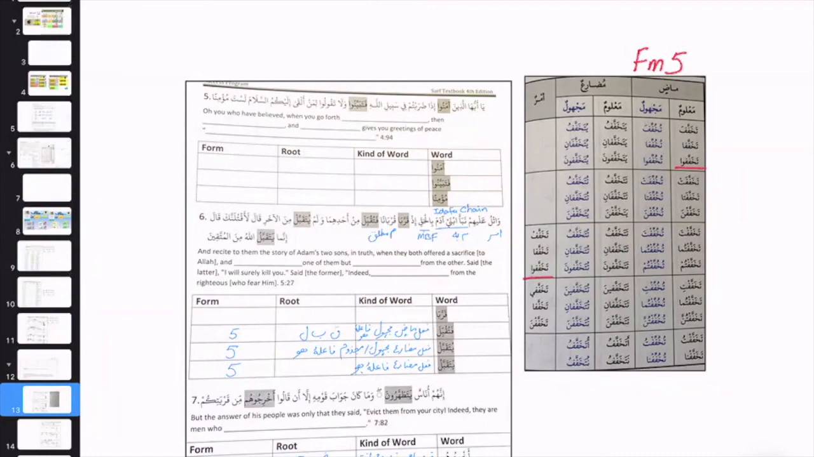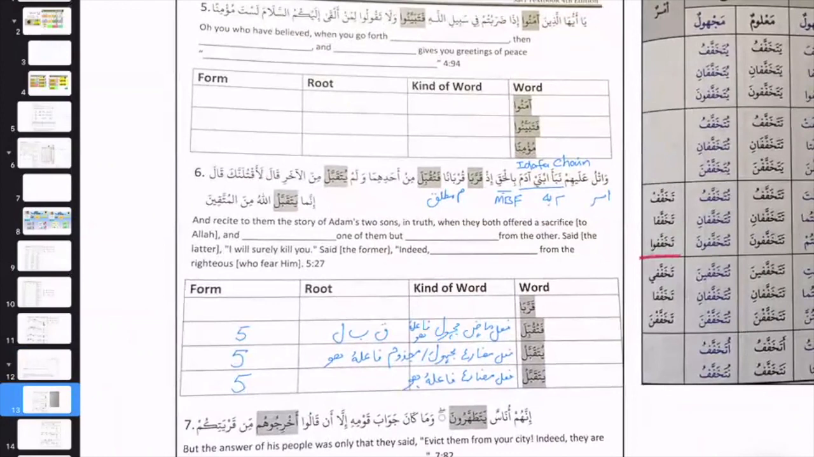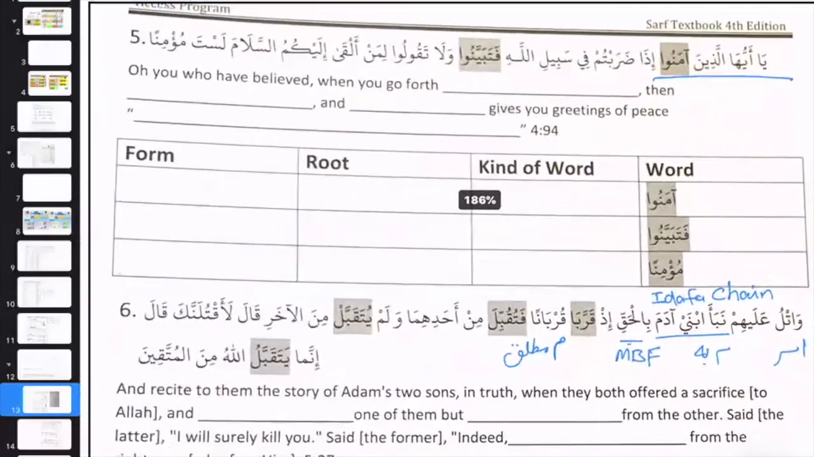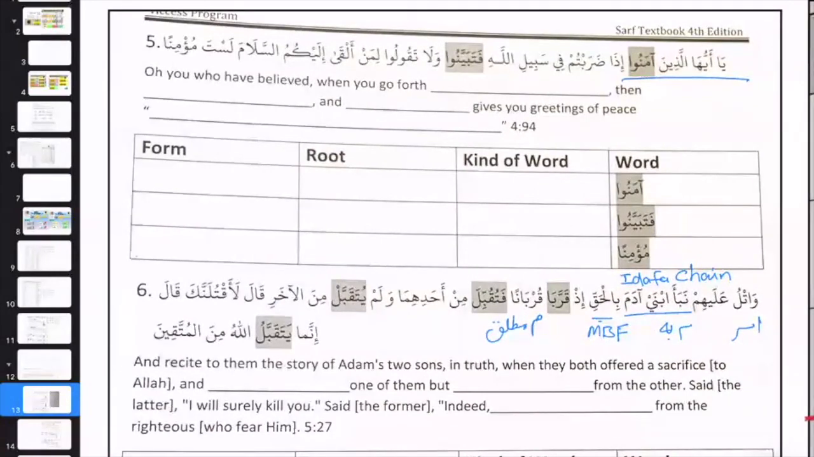Okay, so some more examples over here. Ya ayyuhallazina amanu. Now you guys tell me, amanu, is that Madi or Amar? Madi. So ya ayyuhallazina amanu, those who believed. Idha darabtum fi sabilillahi, whenever you are going on an expedition, or you are fi sabilillahi on jihad. Okay, fatabayyanu, so then investigate.